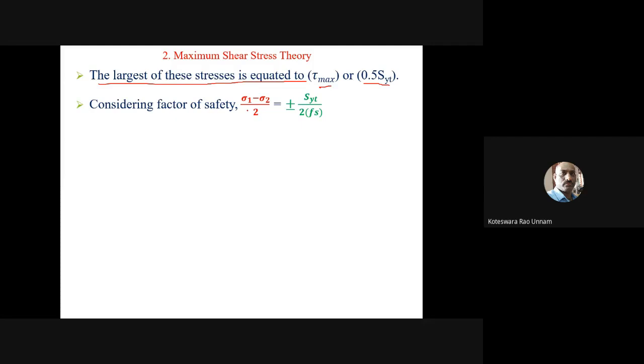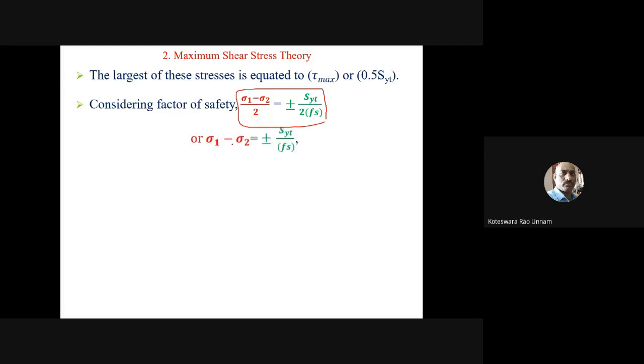Now, if I want to use the factor of safety here, what I can do is this: tau 1, 2, that is sigma 1 minus sigma 2 by 2, is equal to 0.5 SYT, or else I can write SYT by 2, which is nothing but 0.5 SYT. If I want to introduce the factor of safety, I need to divide the yield strength by the factor of safety. Therefore, this is the failure equation with the factor of safety. This is only one equation, considering only tau 1, 2.